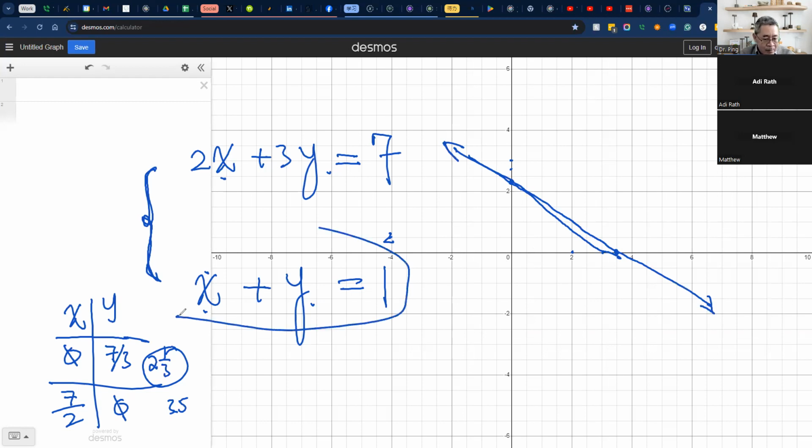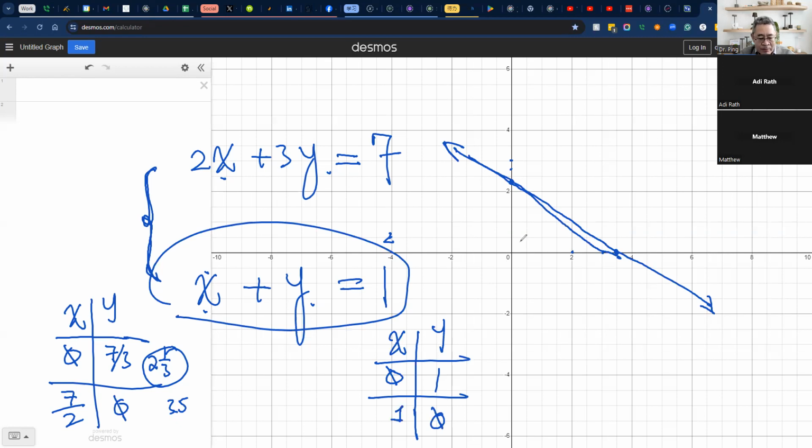And on this one, if x is 0, then y is 1. If y is 0, then x is 1. So we find 0, 1, which is here, and 1, 0, which is right here. Then we draw the line here. And you can see that we intercept somewhere along here. So there's a negative half and something.